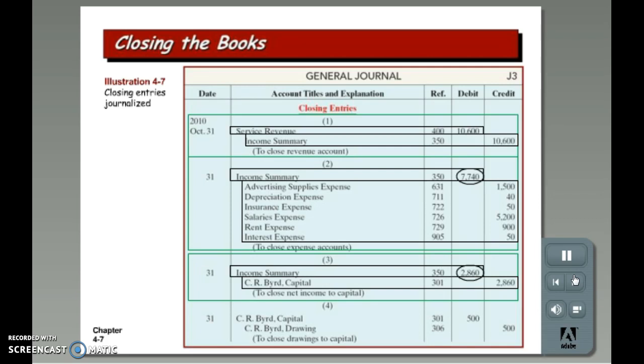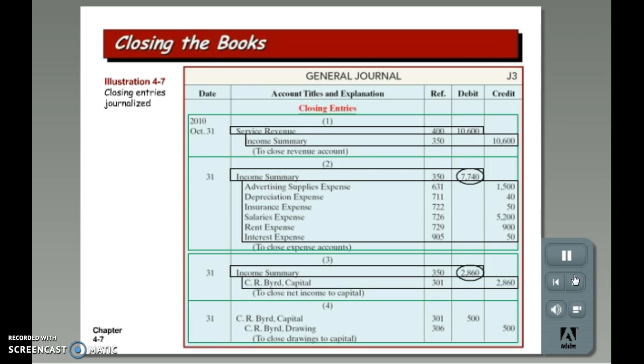Net income increases owner's capital. How was owner's capital increased? Remembering back to our debit-credit chart, owner's equity increases with a credit. Therefore, this third closing entry includes a credit to C.R. Bird Capital for $2,860.